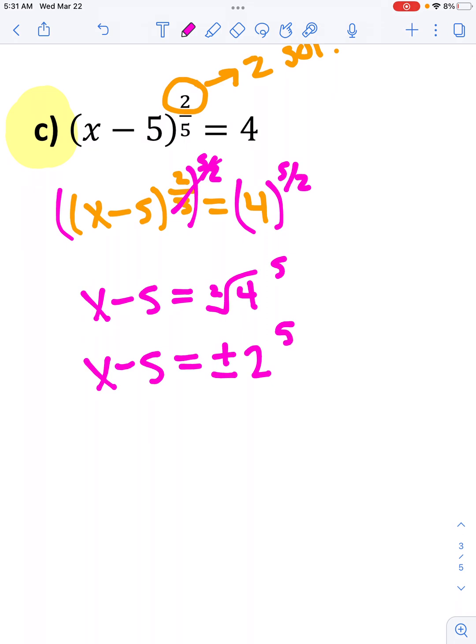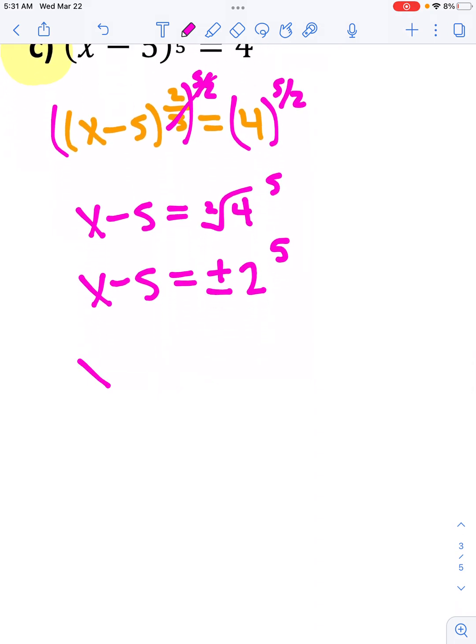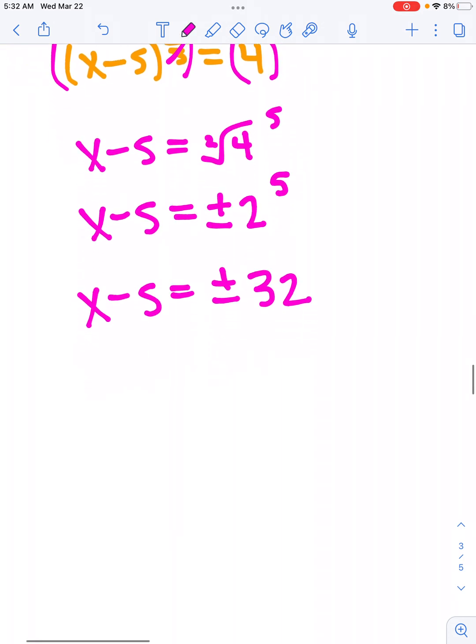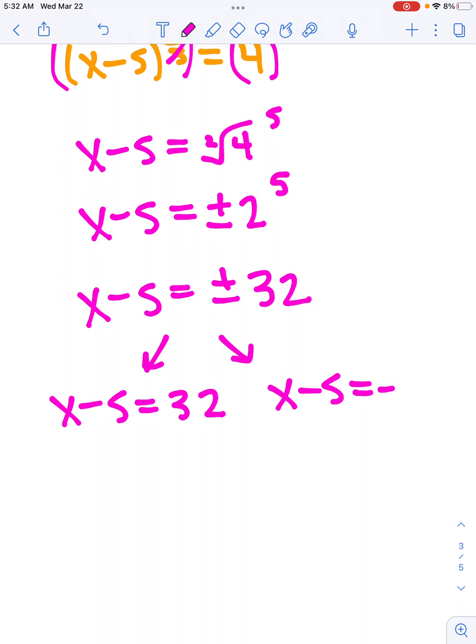is 2, and then raise both of those numbers to the 5th power, so both positive 2 to the 5th and negative 2 to the 5th. And that will just give me plus or minus, so 2 to the 5th is 32. The positive 2 to the 5th is positive 32, and the negative 2 to the 5th is negative 32. And then I'd be adding 5 to both those numbers, so I'm just going to break out into 2 equations. So I'm solving x minus 5 equals positive 32, and x minus 5 equals negative 32.